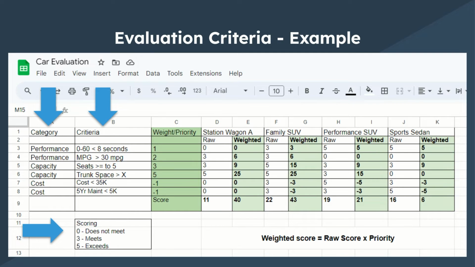That's just so you can understand how I'm going to be scoring each of the different vehicles, which are a station wagon, a family SUV, a performance SUV, and a sport sedan. And I chose to do this using a numerical scoring system. 0 means does not meet, aka if you don't meet the requirement at all, then you shouldn't get any points towards your final score. If you meet it, your point range is in the middle, and if you exceed it, you give it a 5.